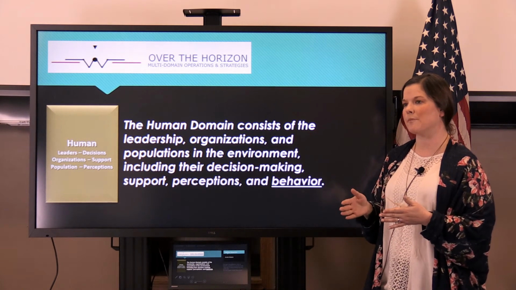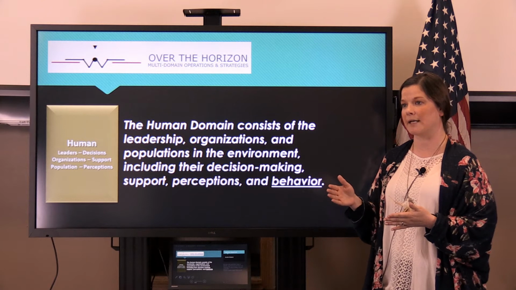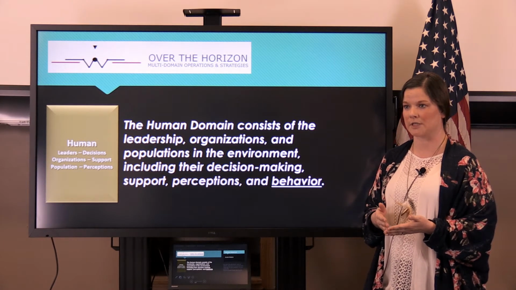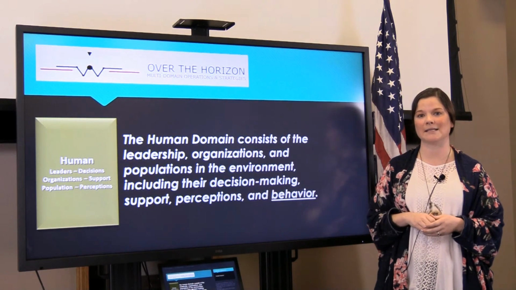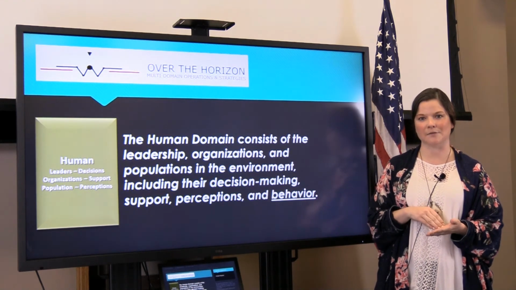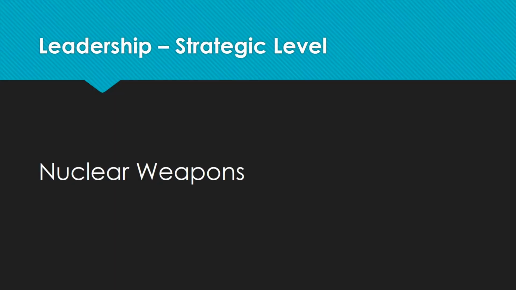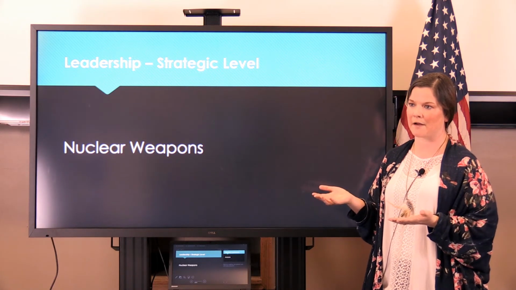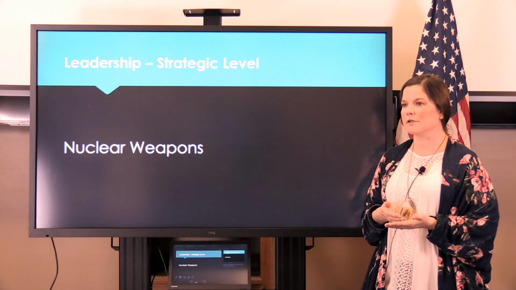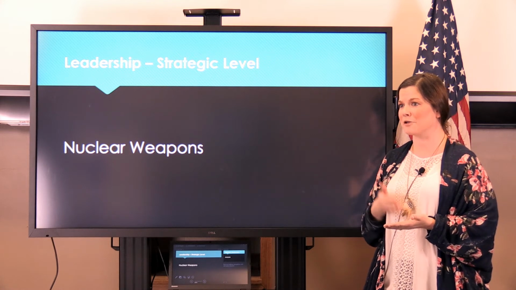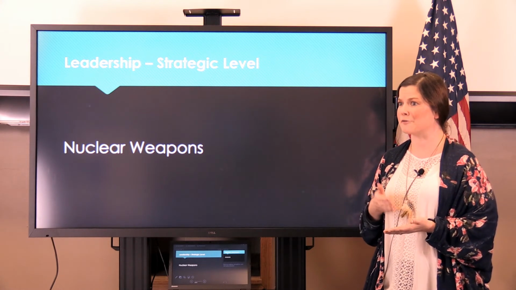So the human domain impacts all levels of planning, tactical, operational, and strategic. To give you a better understanding of this, I'm going to break down these 3 elements using an example from each of the levels of operations. So let's start with leadership at the strategic level. If you've opened a newspaper or looked online today, you know that nukes are back in the conversation. A leader of a nuclear state is someone who's critically important at the strategic level, and it's critically important to understand them.